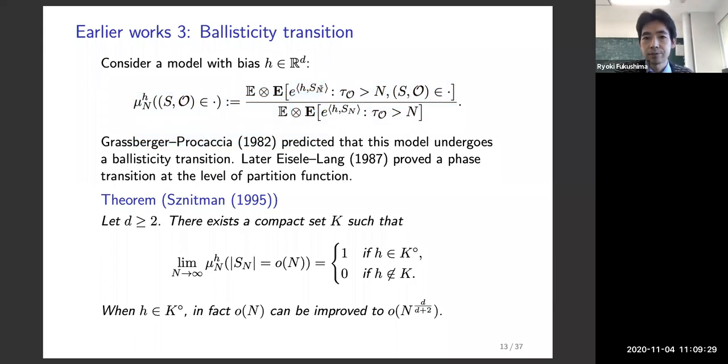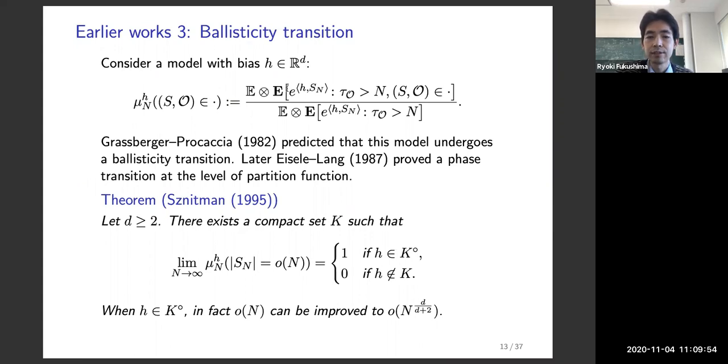And this exponential factor gives us a stretching force for the random walk, because you see this, if S_n moves in H direction, then this inner product becomes large, so it will get extra reward. But of course, there is this condition, random walk has to avoid obstacles, so there are two effects.